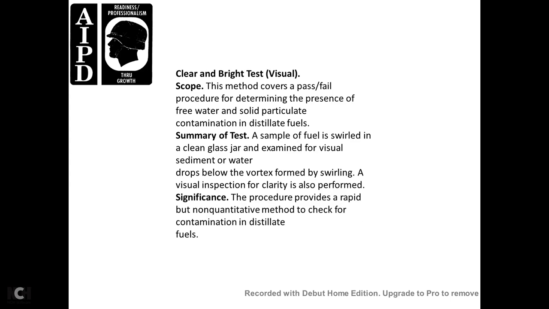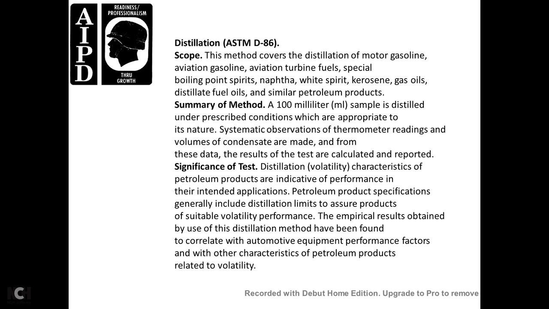fuels. Summary of test: a sample of the fuel is swirled in a clean glass jar and examined visually for sediment and water drops below the vortex formed by the swirling, and a visual inspection of clarity is also performed. Significance: the procedure provides a non-quantitative method to check for contamination in distillate fuels.